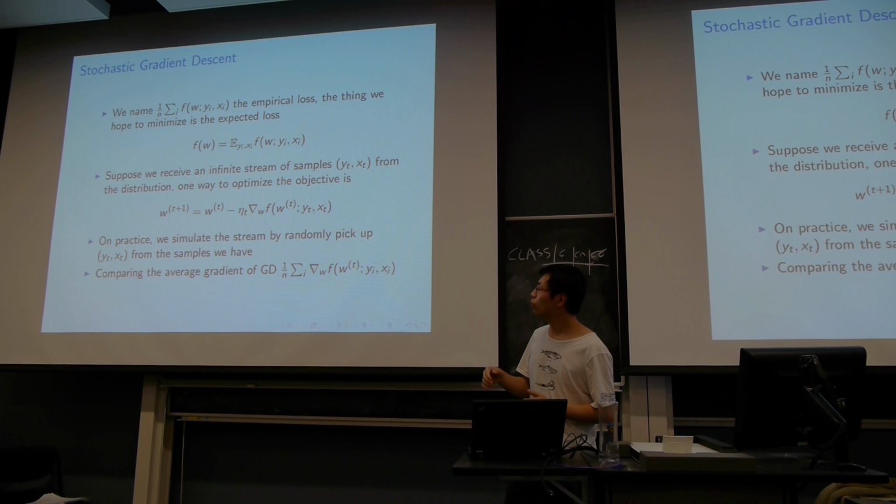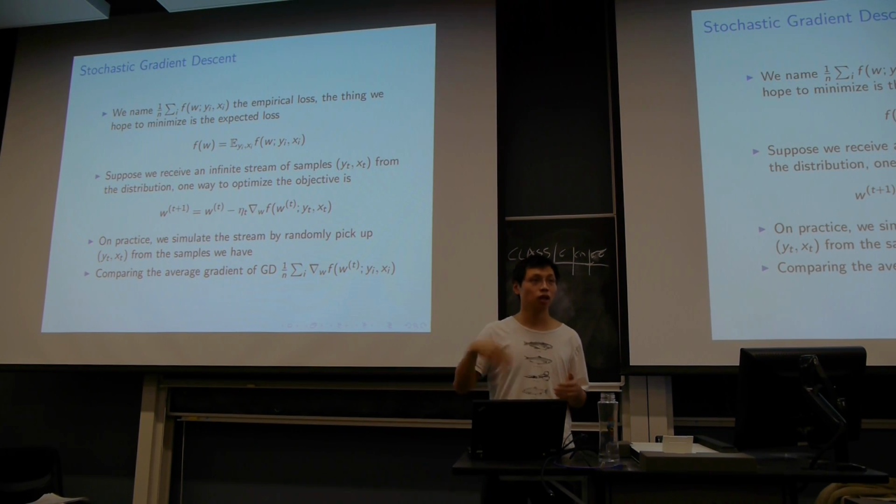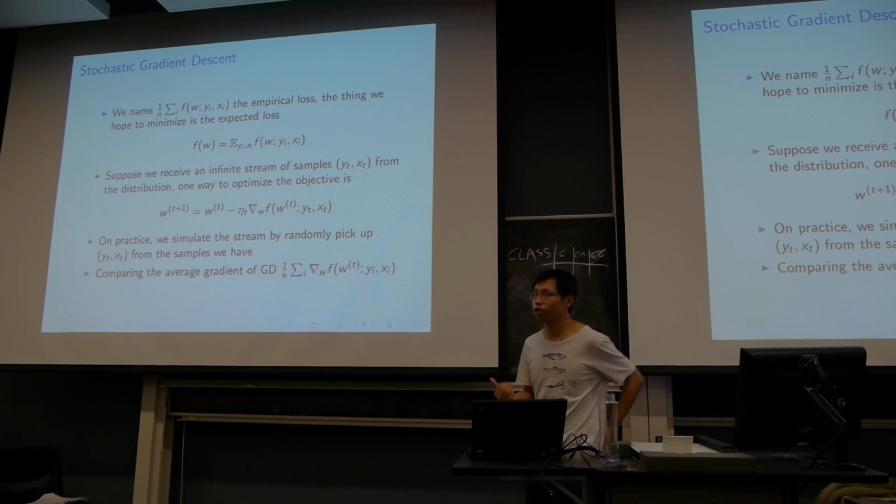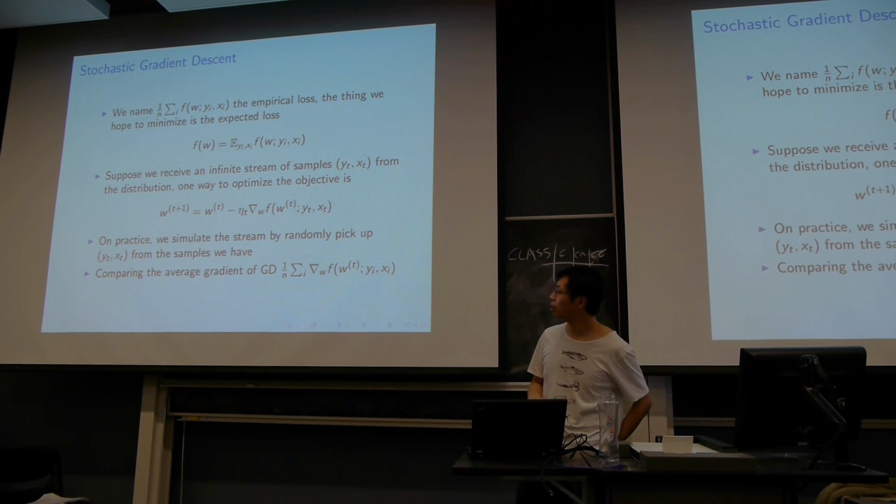Because usually xt or yt is randomly drawn from something, we call it stochastic gradient descent. And this is because the objective function to minimize is just the expectation of f. So it has very nice theoretical guarantees, which we will not cover here.